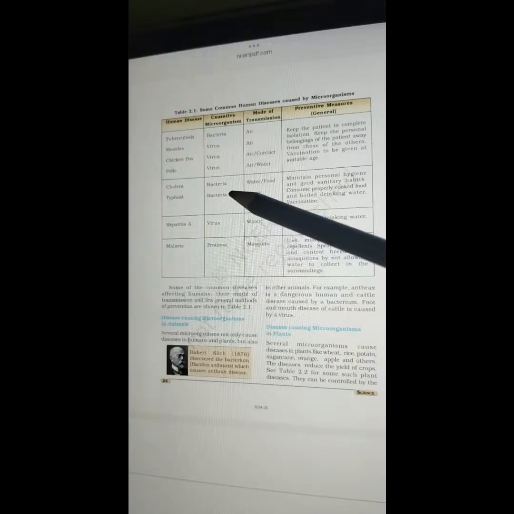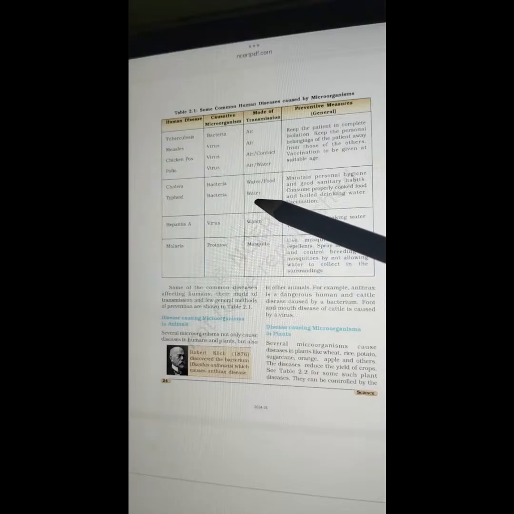Cholera is caused by bacteria, mode of transmission is water or food. Typhoid is caused by bacteria, mode of transmission is water. For both these diseases, preventive measures are: maintain personal hygiene and good sanitary habits, consume properly cooked food and boiled drinking water, and have vaccination.